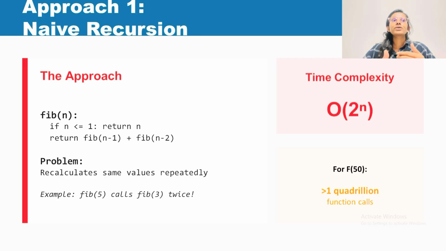Why? Because we are recalculating the same values over and over again. To calculate fib of 50, we need fib of 49 and fib of 48. But to calculate fib of 49, we need fib of 48 again, and we recalculate it from scratch. This redundancy multiplies catastrophically.